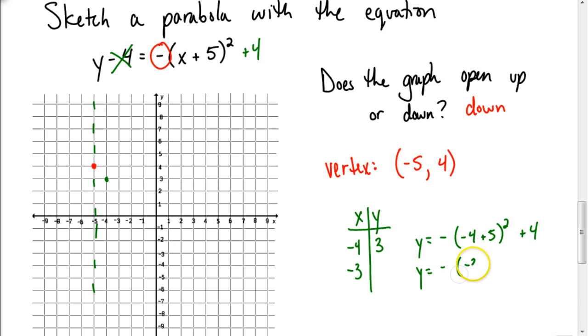Put -3 in there for x. When you do that, -3 plus 5 is 2. 2 squared gives us a +4, but this negative outside the parentheses makes that a -4. -4 plus 4 gives me 0. So now I can reflect these 2 points over that line of symmetry. And your parabola, your finished product, looks something like that.